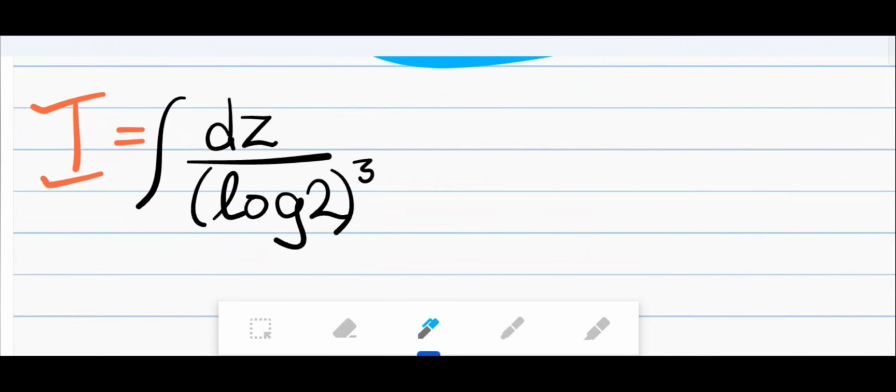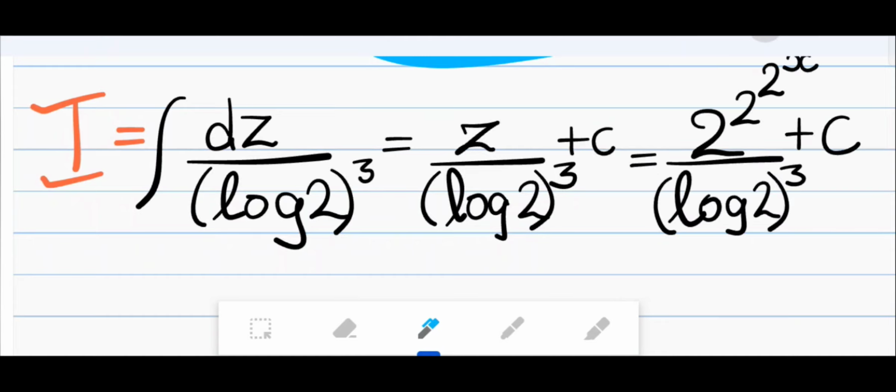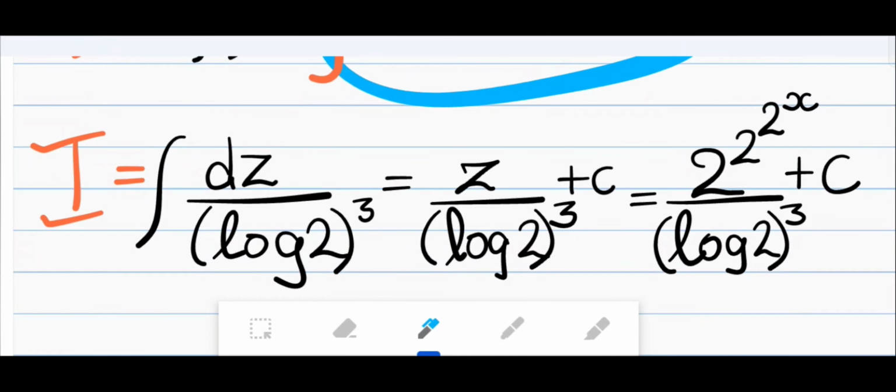So we get this. Now this ends up as a quite simple integral. We have the constant 1 by log of 2 raised to 3, and the integral of dz is basically z. So we have z divided by log of 2 raised to 3 plus c, that's the integral constant. So substitute the values for z, and here you are. That's the answer basically.